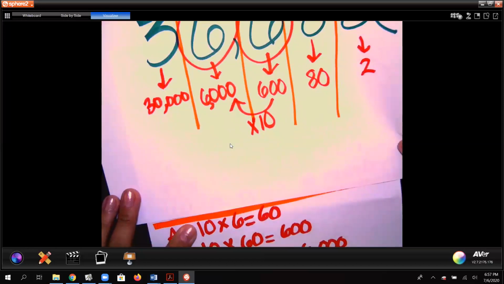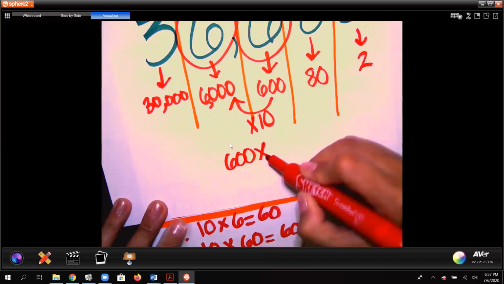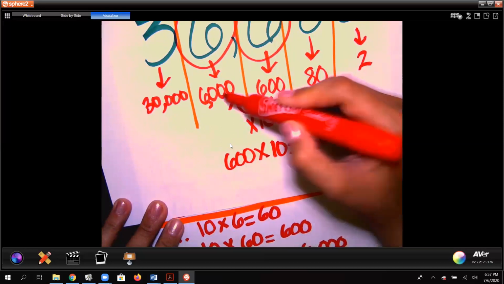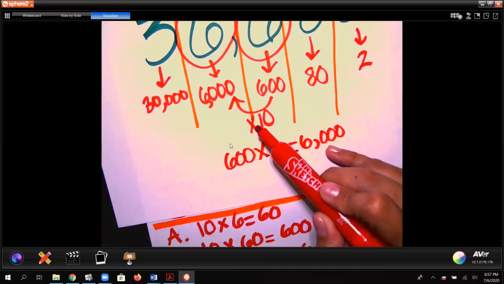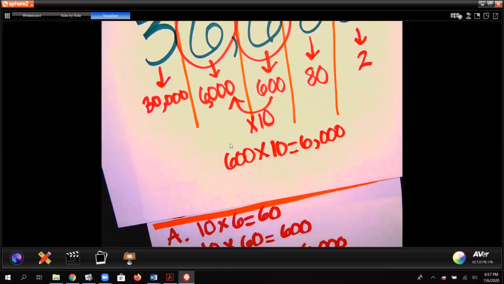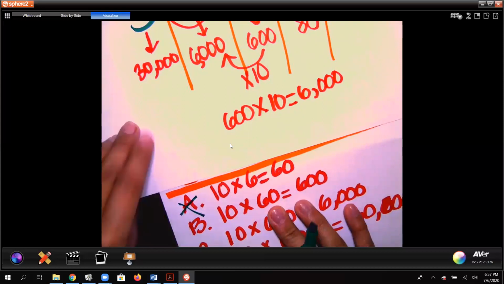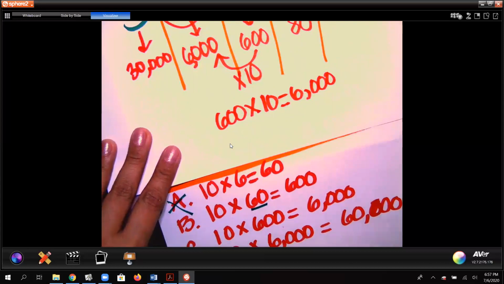6 times 10 is 60. No, we did 600 times 10 equals 6,000. That's what we ended up with. 600, you multiply by 10 because you're increasing. Remember, you're increasing to the left, times 10, and that gave us 6,000. So we know it cannot be A. B says 10 times 60 equals 600. No, 60 would mean that it was in the tens place, and that's not where it was.